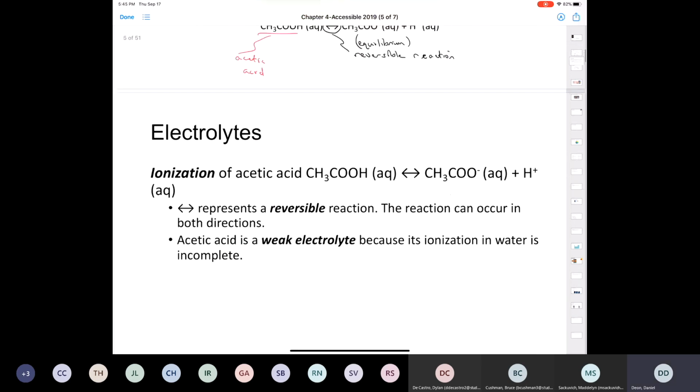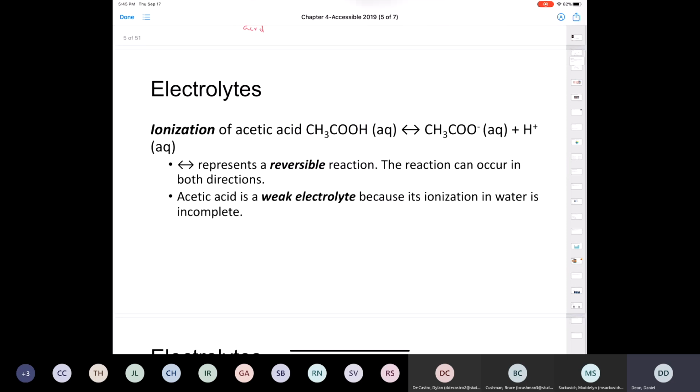Well, let's look at the next slide here. It says ionization. So this is getting back to that acetic acid. It says ionization of acetic acid, and here's the structure of it: CH3COOH. It's aqueous, which tells us it's a solution in water. It is in equilibrium with CH3COO minus. It's always good to remind your students about some polyatomic ions. So CH3COO minus is called the acetate ion. So we end up with acetate plus a proton, or hydrogen ion.